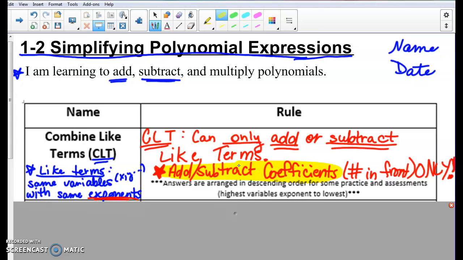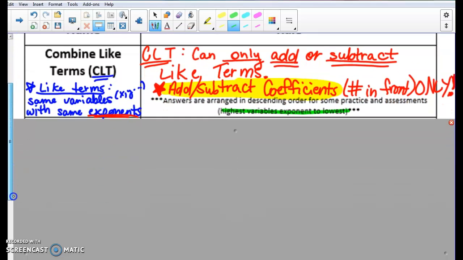Now, one thing just to make a note about is that answers are arranged in descending order for some practice tests and assessments. So like on the ACT and all those type of tests, they will have the highest variable exponents first, and then they'll go down to the lowest. So for us today, it doesn't matter, but be aware that on assessments, they will reorder your terms from the highest exponent to the lowest.